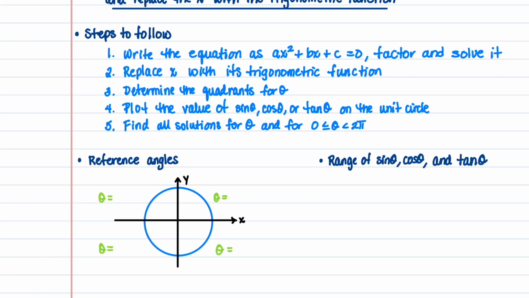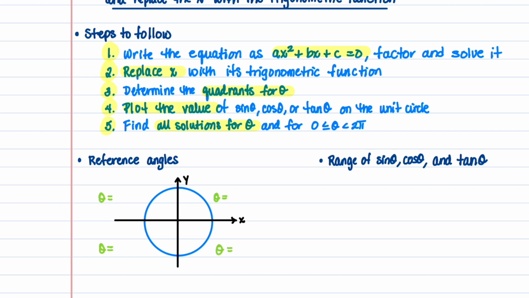There are 5 steps that we can follow to solve these equations. The first step is to write the equation as ax squared plus bx plus c is equal to 0, factor it, and then solve it. The second step is to replace x with its trigonometric function. The third step is to determine the quadrants for theta. The fourth step is to plot the value of sine theta, cosine theta, or tangent theta on the unit circle. And then the last step is to find all solutions for theta.